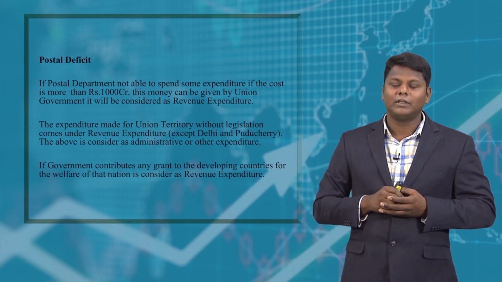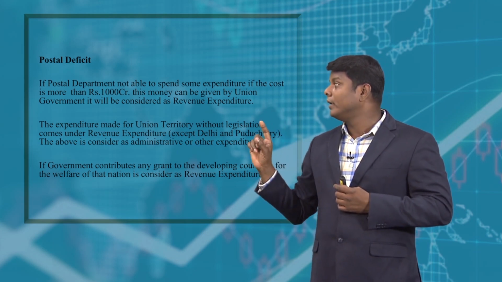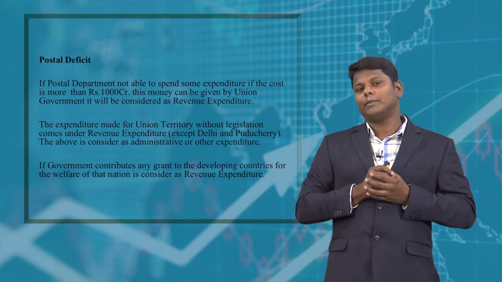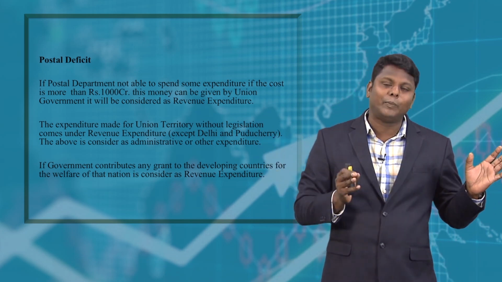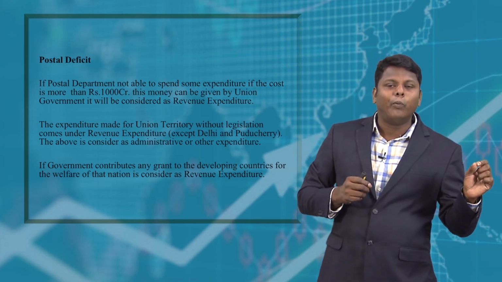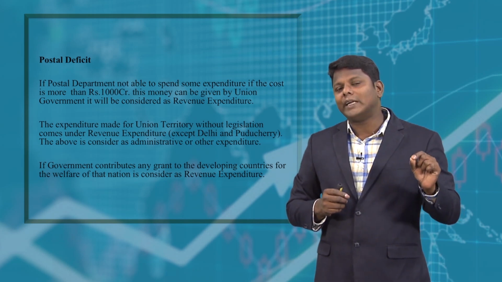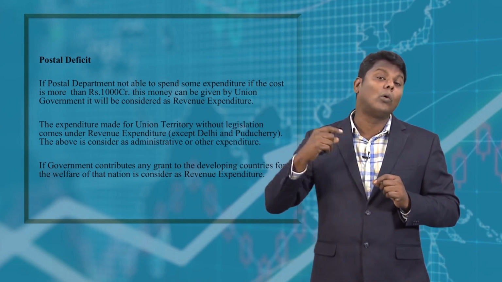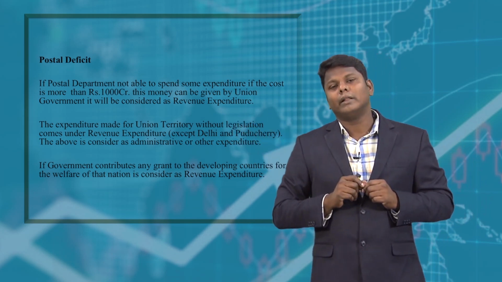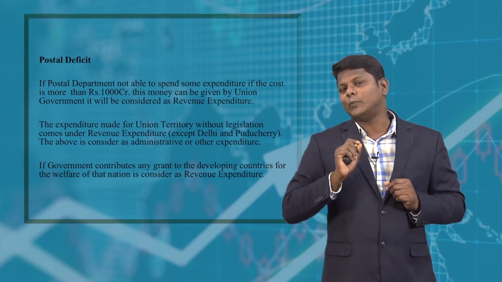Likewise for postal deficit. If the postal department is not able to meet some expenditure, if the cost is more than 1 crore rupees, this money can be given by the Union government, and it will be considered a revenue expenditure. See, there are certain expenditures for the postal department. They have to meet their expenditure from the revenue which comes from the postal department. If for any reason the postal department is not able to meet their expenditure, they have a financial deficit. If it is more than 1 crore rupees, the Union government will give this money to the postal department in order to meet their expenditure. For the Union government, it is also considered a revenue expenditure.